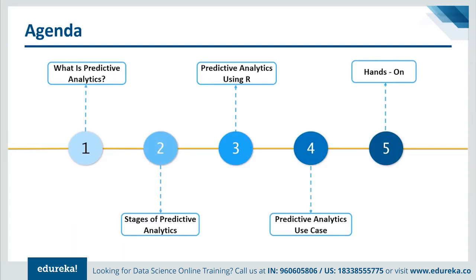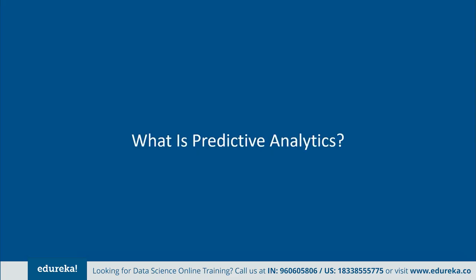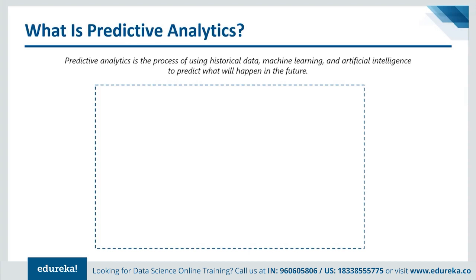Alright, so guys, I hope all of you are clear with the agenda. Now let's move on and get started with our first topic. So guys, what is predictive analytics? Predictive analytics refers to using historical data, machine learning, and artificial intelligence to predict what will happen in the future. To put it simply, it answers the question: what is most likely to happen based on current data, and what can I do to change that outcome? So it basically tries to predict the future by studying the present data available.